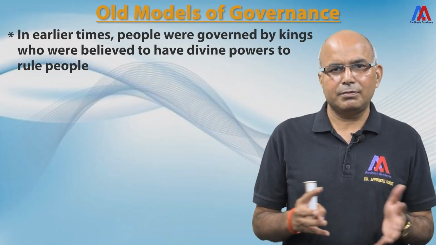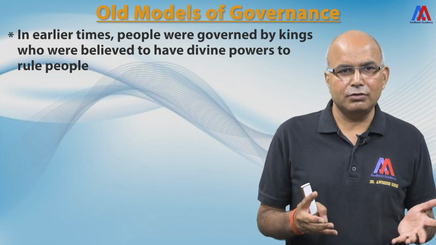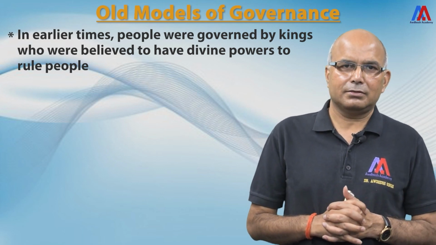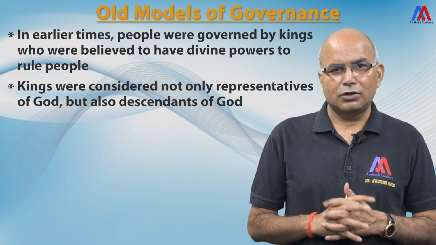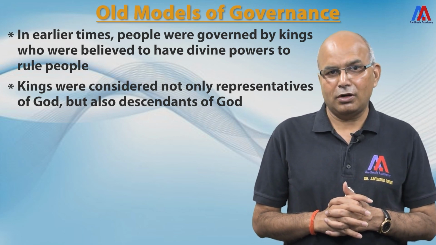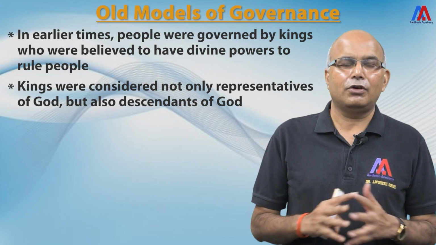Friends, every civilized society has to have a government. But the structure of the government, the method of governance, has been constantly changing. So let's first understand what the old models of governance were. In the earlier times, people were governed by kings who were believed to have the divine power to rule the people. And these kings were considered not only the representative of God, but also even descendants of gods.